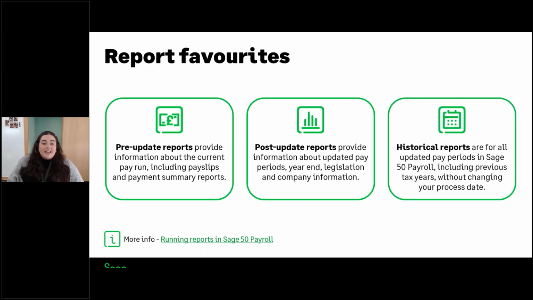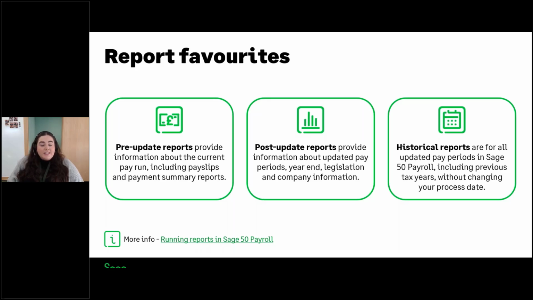And then lastly, historical reports. These are for all updated pay periods in Sage 50 Payroll, and this also includes previous tax years. When you're running these, it will ask you to specify a date range to run the reports for, so there's no need to change your process date in order to access that information. The historical reports just make it nice and easy to get what you need.